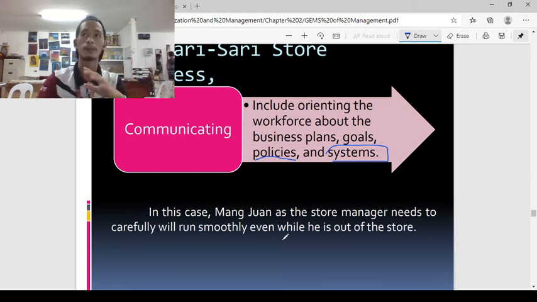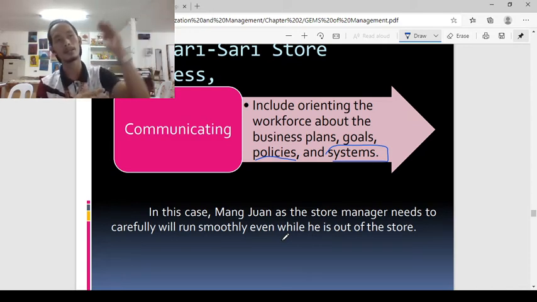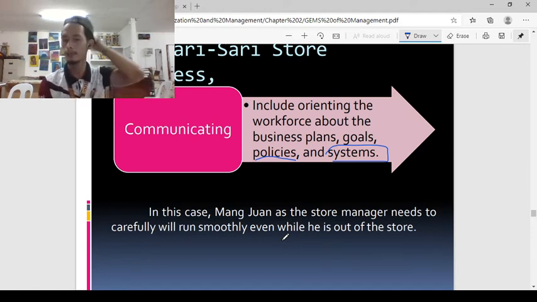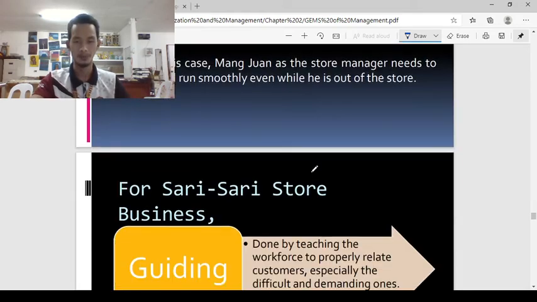In a large organization also, as manager, you have to communicate to your subordinates, diba? There is really a need for good communication between the top management, the middle management, the first line management, and then the workers. Diba? You have to lay down all the plans, the goals, the policies, and the system of the organization to ensure that the organization will run smoothly.